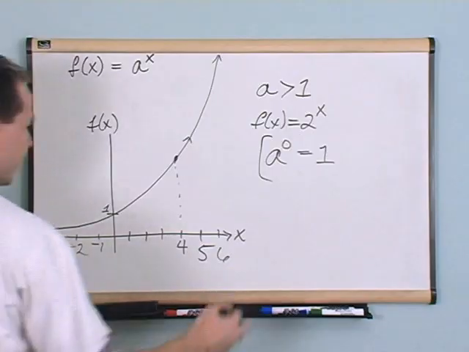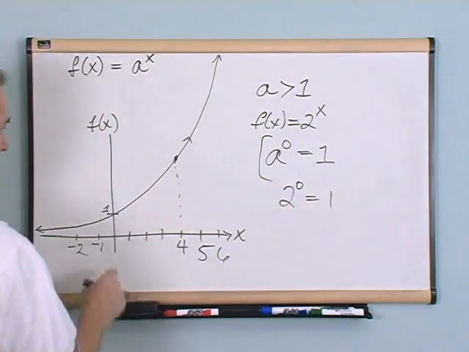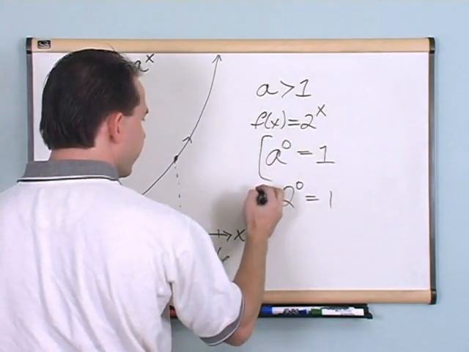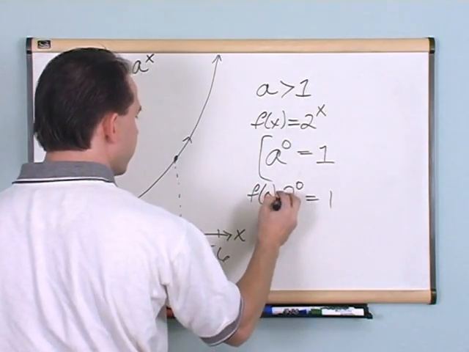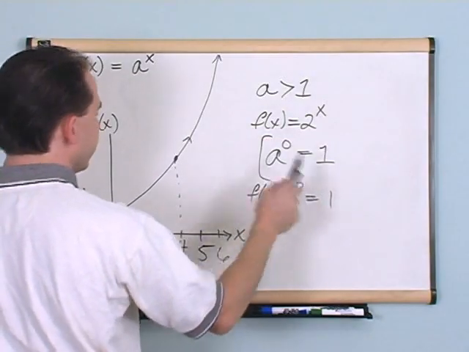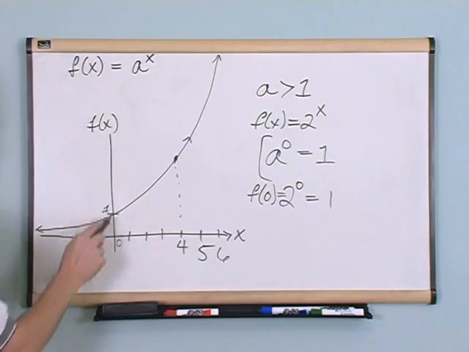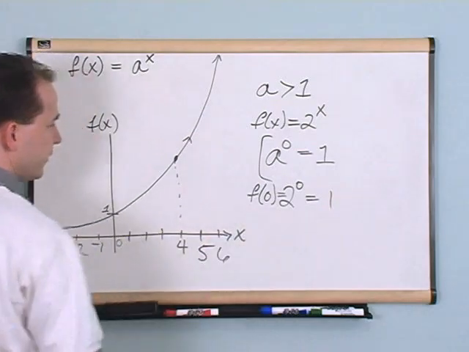So let me give you a few examples. 2 to the 0 is 1. Okay, so notice that that's f of 0 in our equation. If I take 0 and I plug it into my equation, I get 2 to the 0, so that's 1. That's why the graph crosses the y-axis, or the f of x axis, at 1, because of this relation here.